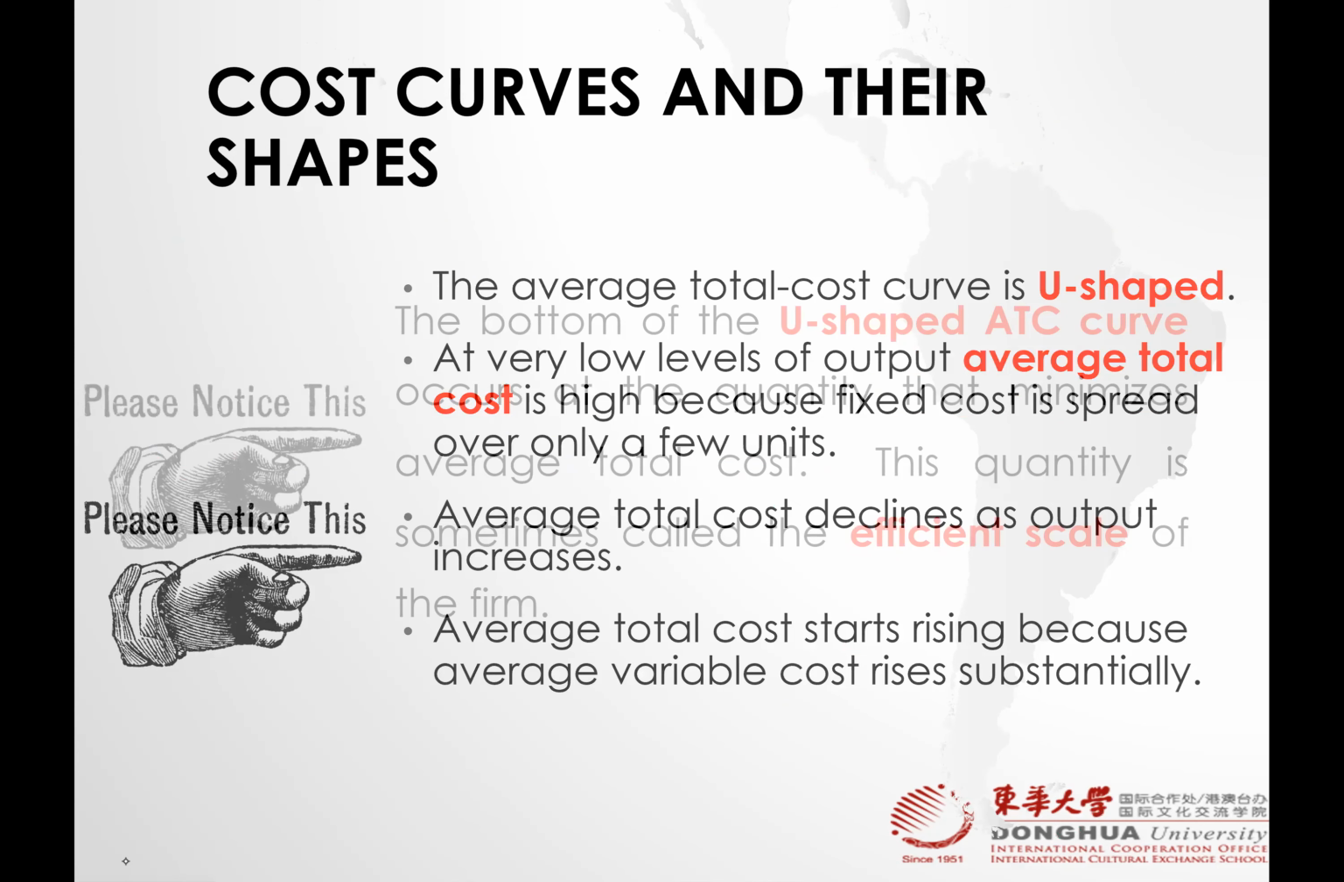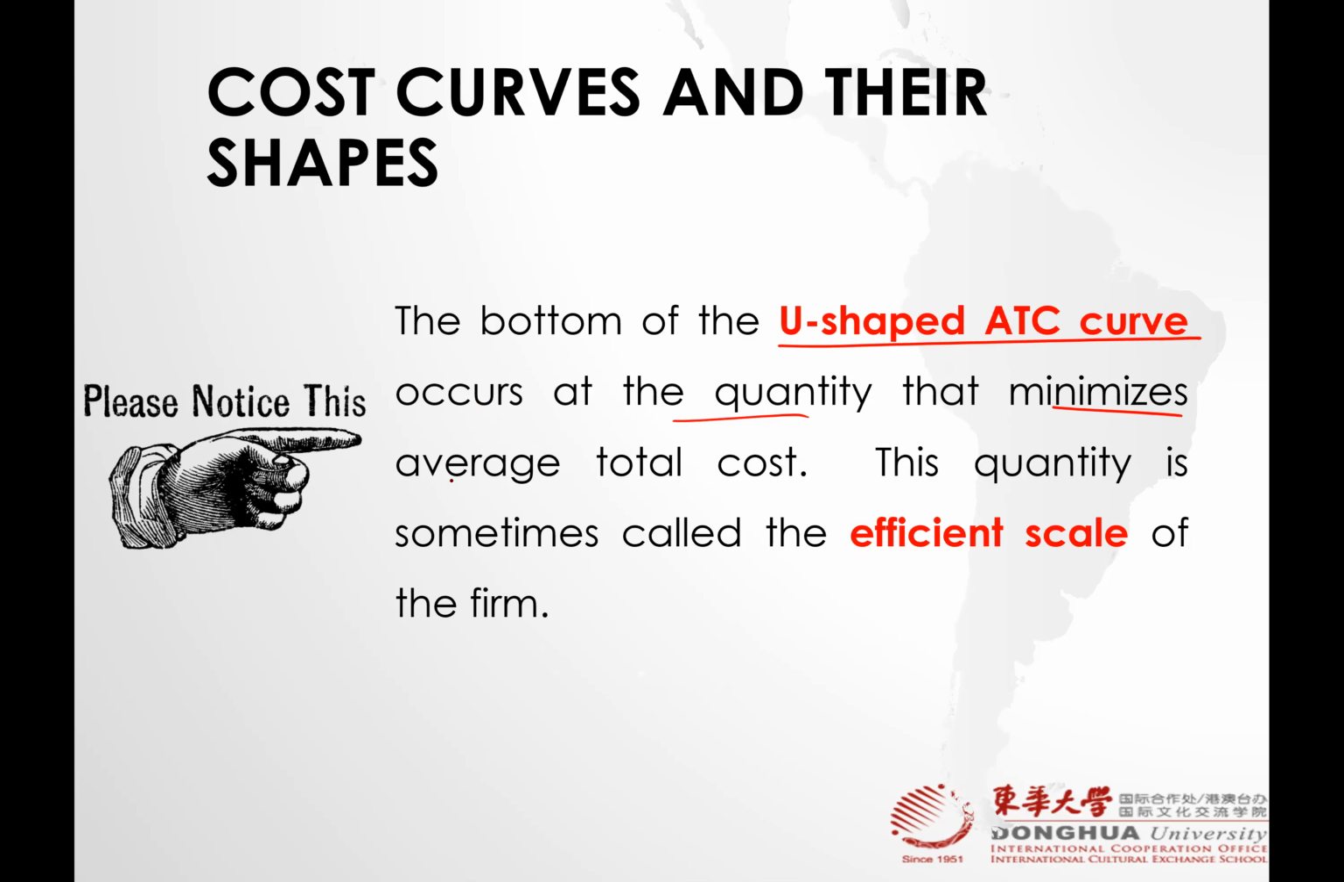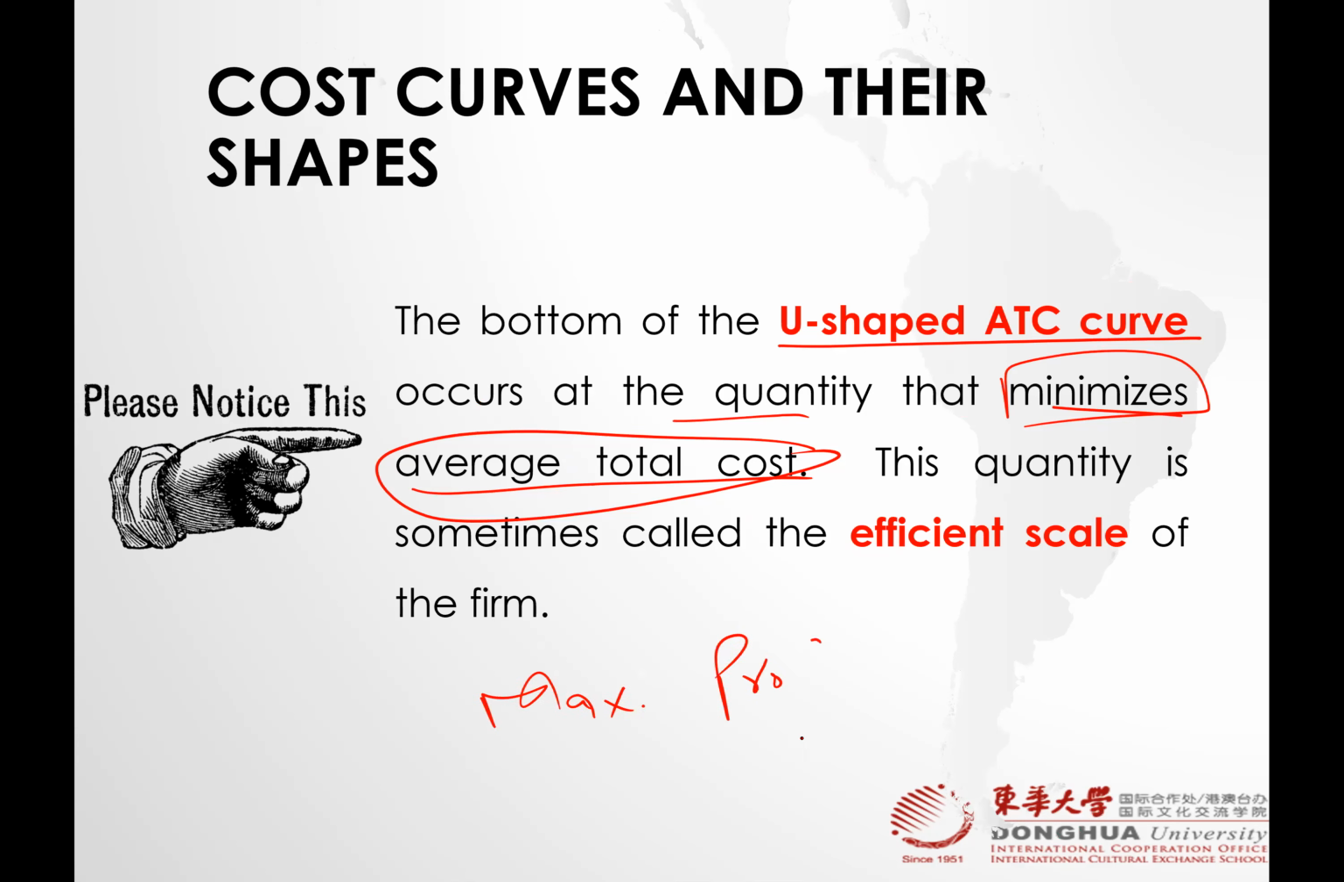Okay. So the bottom of the U-shaped curve occurs at the quantity that minimizes the average total cost. What does it mean? Minimizing the average total cost means maximization of profit, right? So that's why this quantity is sometimes called the efficient scale quantity. Understand?